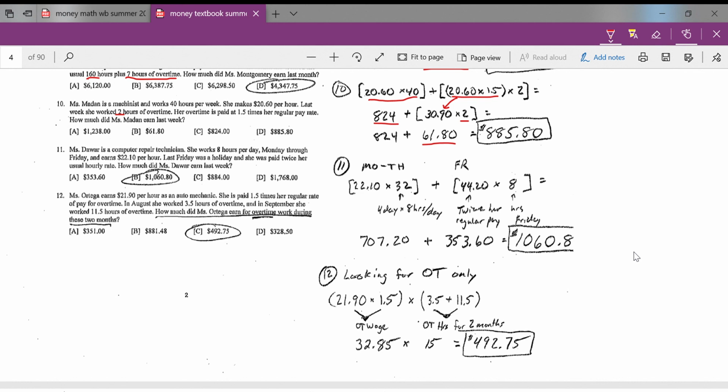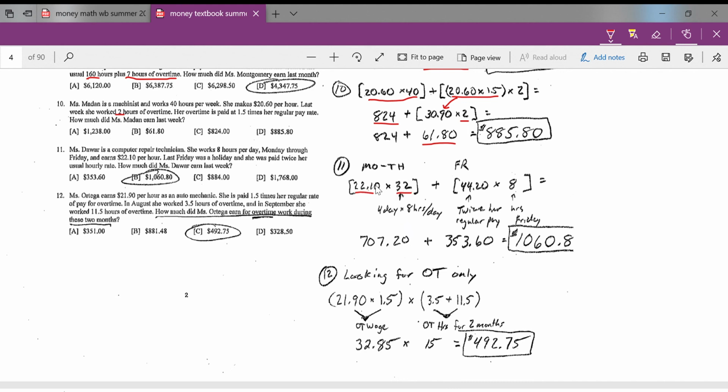So, now your problem may look exactly like this, or it may say the Monday is the holiday, and Tuesday through Friday is the regular. Either way, you separate them. So you take your regular days, okay? So in this case, Friday was a holiday, so Monday through Thursday is regular. So she gets her regular wage. Now be careful here. Monday through Thursday is 4 days at 8 hours a day, so it's 32 hours. So you don't use 40 here, it's 32.